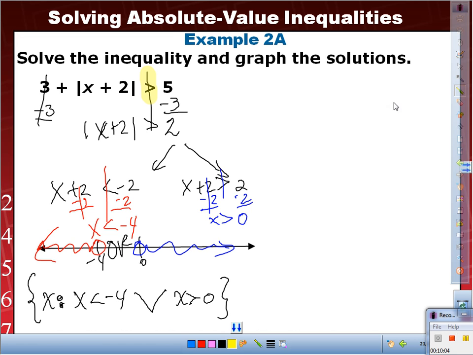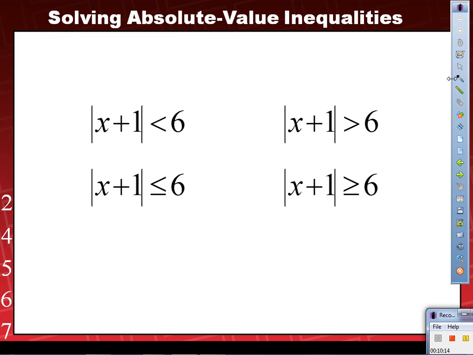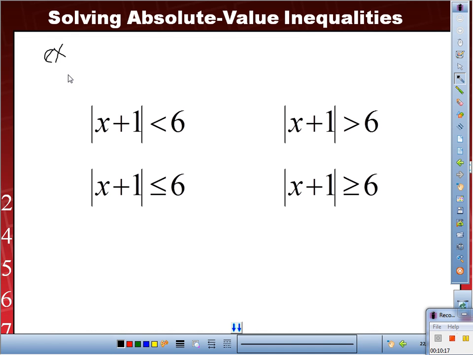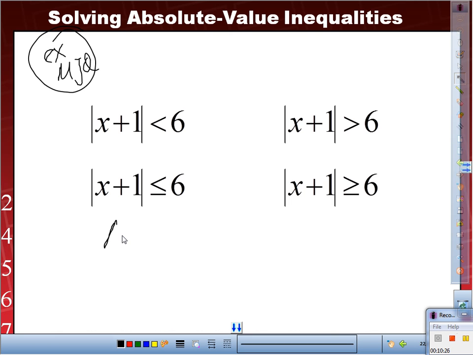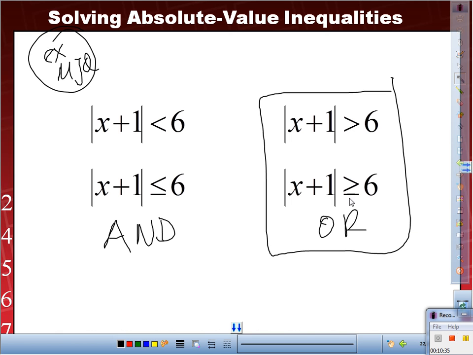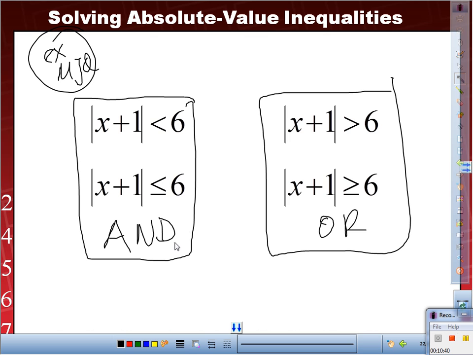Okay, good. All right, so just to have that as a sample, I want you to write the following one on your paper. Copy this one. Write example, Michael Jordan Q. So then you write these two, and underneath these, what are you going to write? Or. That is correct. So whenever the inequality symbol points to the right, it's an or. Whenever the inequality symbol points to the left, it's an and.